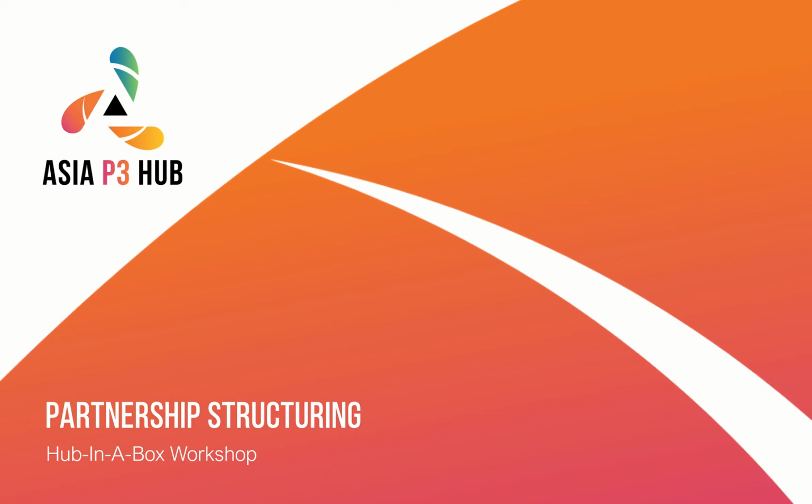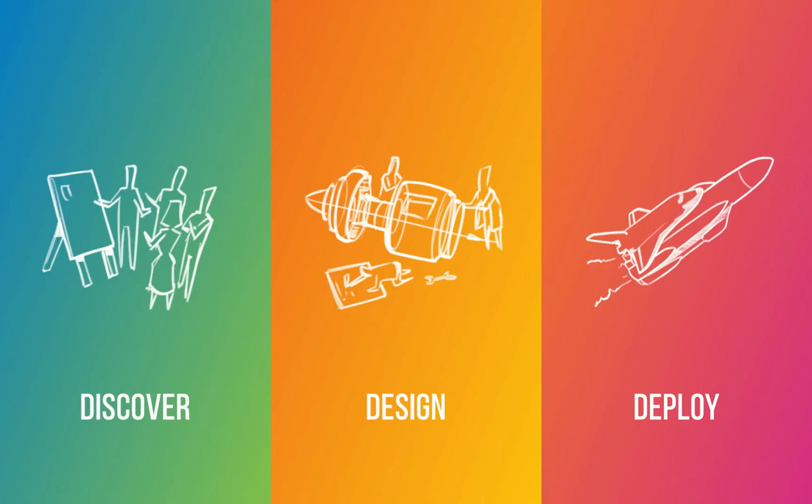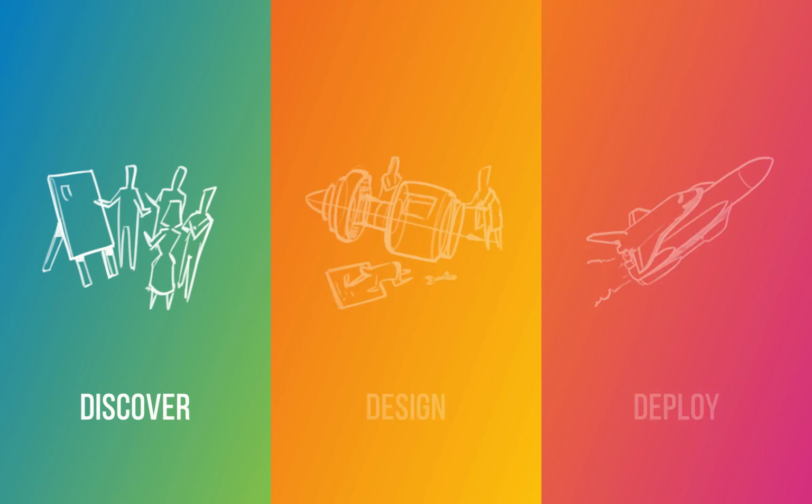Hi, I'm Wayne, and we are going to talk about some of the things we've learned at Asia P3 Hub in terms of structuring partnerships. We use a simple process which we call the 3D process: Discover, design, and deploy. From our own experiences, our partnership structuring normally follows this rough three-phase progression.